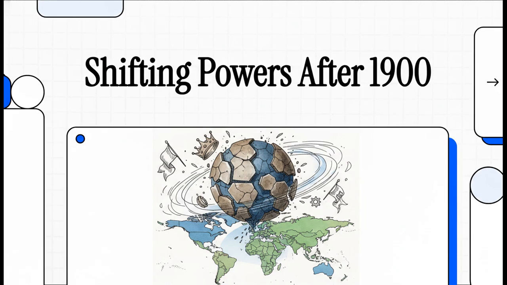Have you ever looked at a world map from around the year 1900? It's almost unrecognizable. You see these massive, sprawling empires that look like they'd last forever, but then, just a couple of decades later, they're gone, wiped off the map. It was this incredible, chaotic period where the world we know today was forged. So how on earth did it happen? Let's dive in and figure it out.